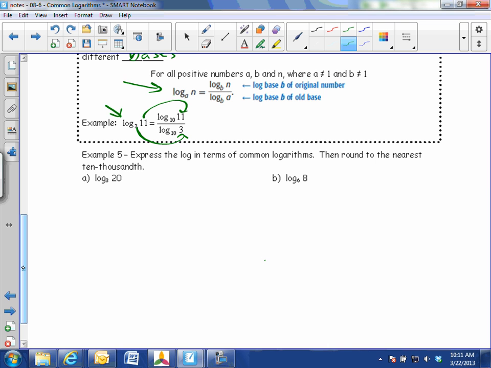So it says express the log in terms of common logarithm, meaning they want you to have a base of 10, and then round to the nearest ten-thousandth. So I would write log, and we want to change it to base 10, so I'm going to put 10 in there just to remind myself that's what I'm changing it to. So it's just log of 11 over log of 3. Yeah. So then you just put it in your calculator. You should come up with 2.1826.